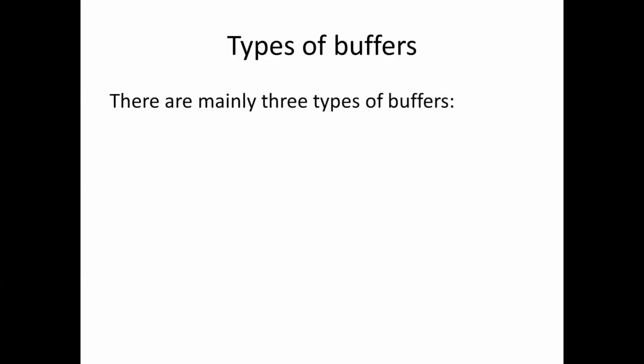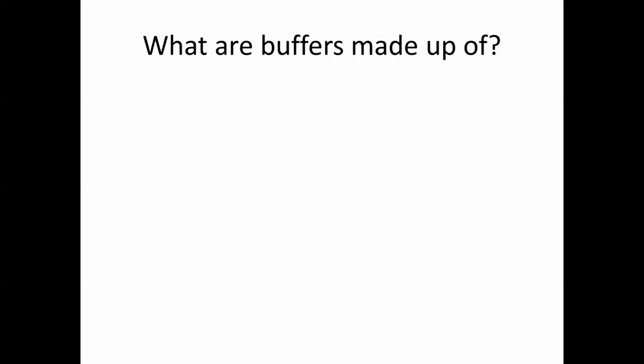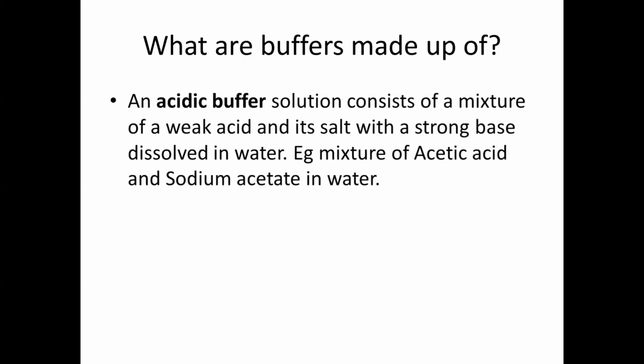Now we have different types of buffers. Mainly, we have three types of buffers: acidic buffers, whose pH is below 7, basic buffers, whose pH is above 7, and neutral buffers, where pH is equal to 7. Now, what are the constituents of these buffers? What are these buffer solutions made up of? Depending on whether it is an acidic, basic, or neutral buffer, we have different compositions.